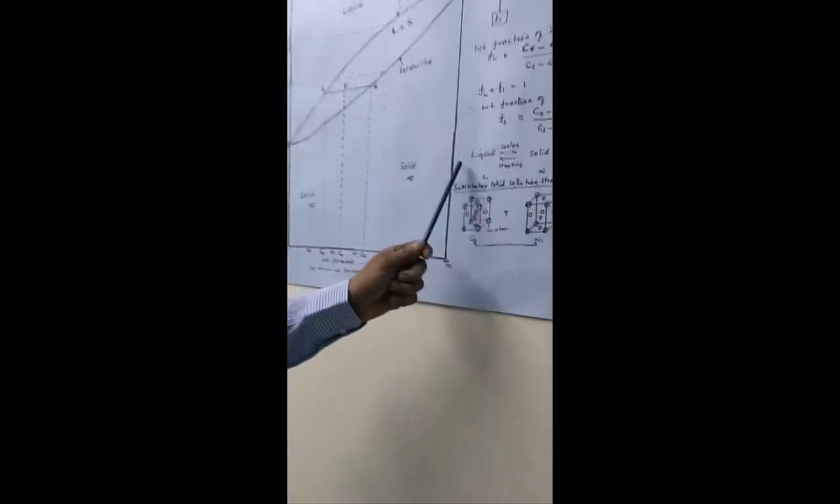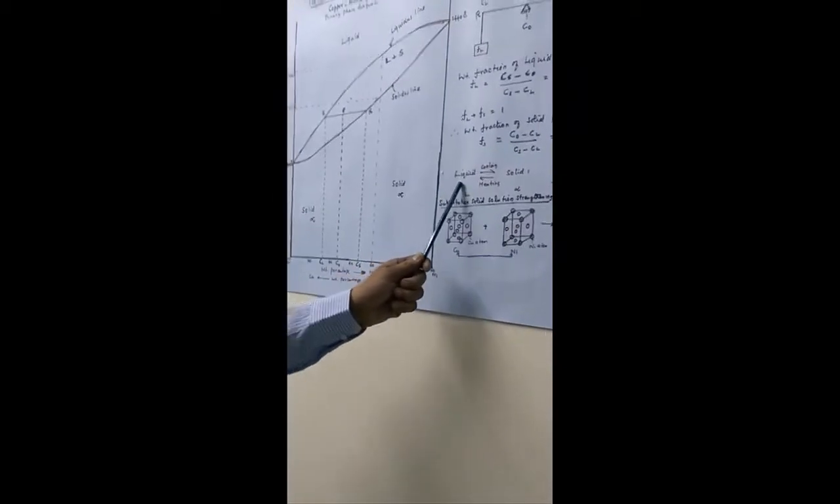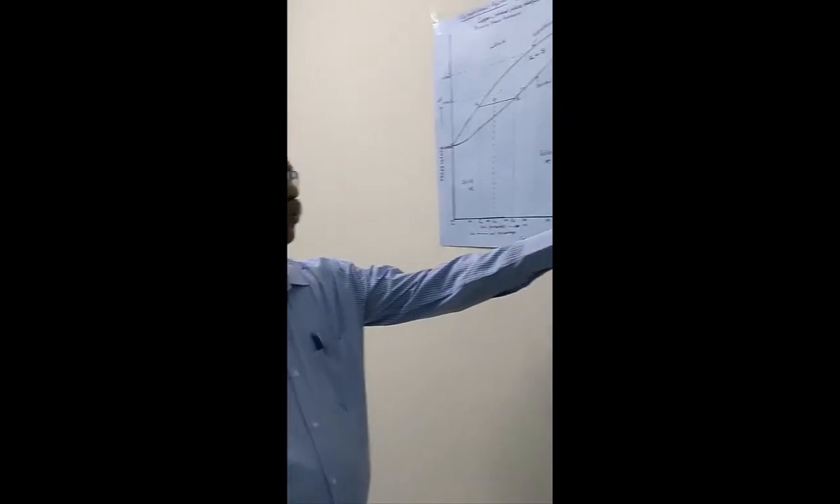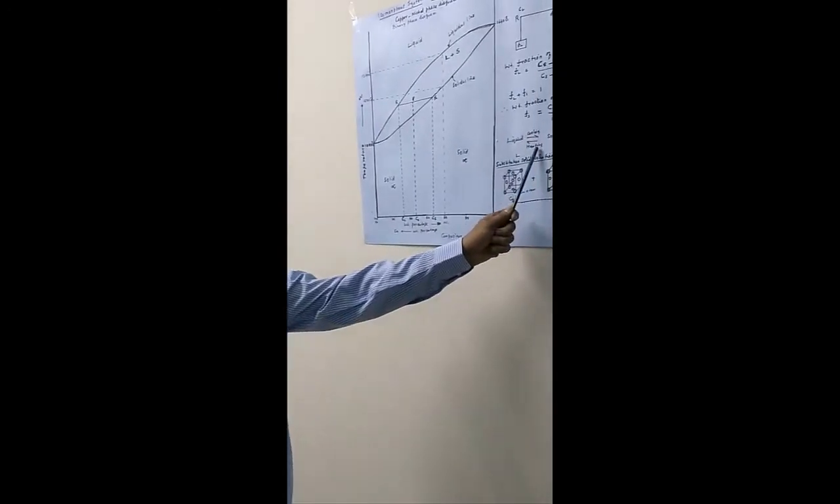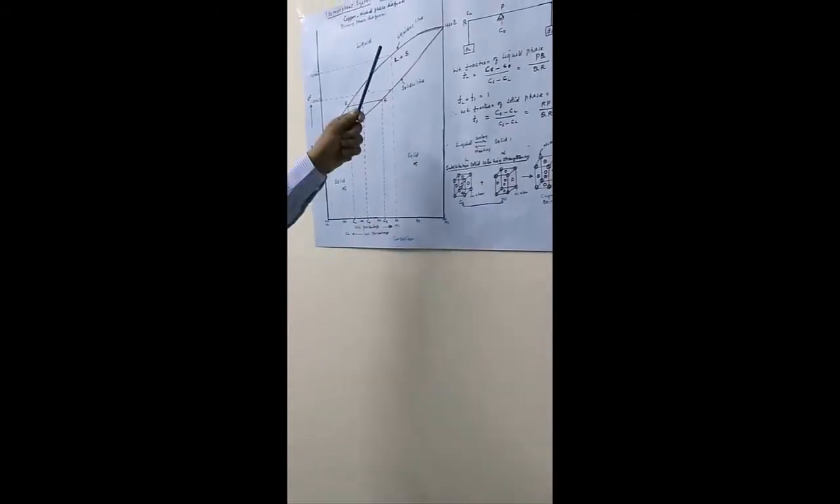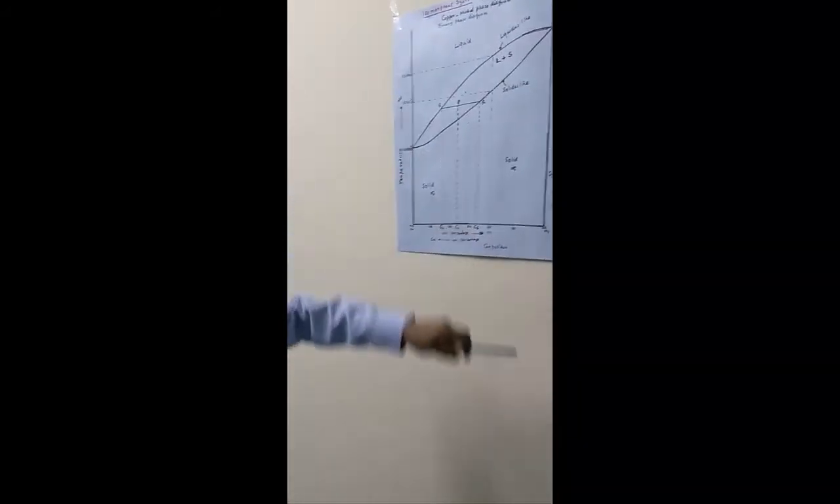So the isothermal reaction is represented here. The liquid upon cooling transforms to a single solid. Upon heating, the solid transforms to liquid. This is the isomorphous phase diagram.